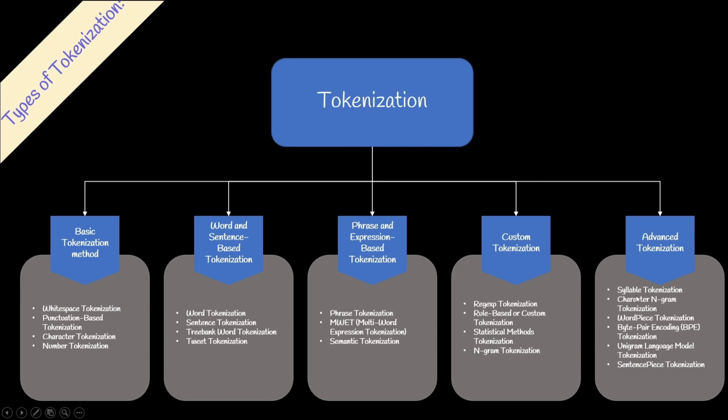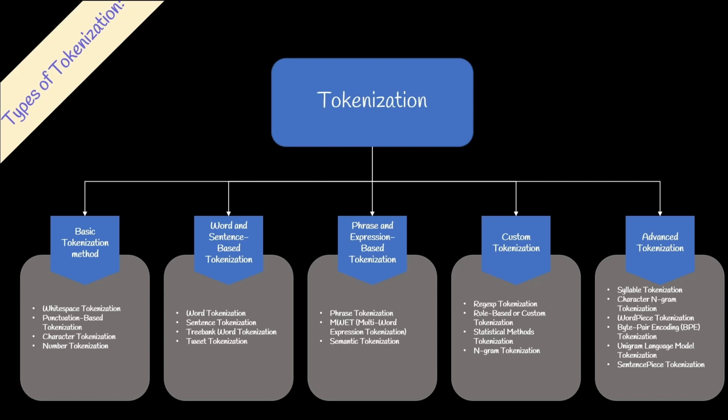We have syllable tokenization, character n-gram, WordPiece, Byte-Pair Encoding, Unigram language model, and sentence-based tokenization in this category. Now, syllable tokenization breaks down words into their syllabic components. This method is useful in languages where syllables play a significant role in meaning or pronunciation, and it can also be helpful in speech processing.